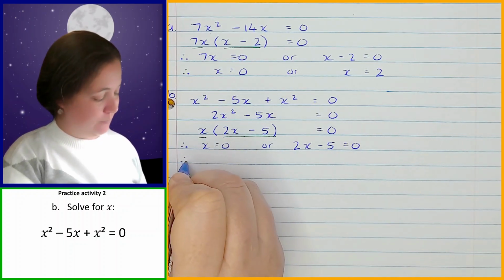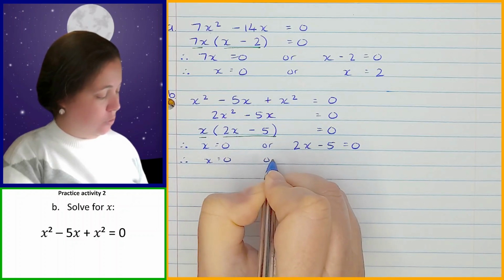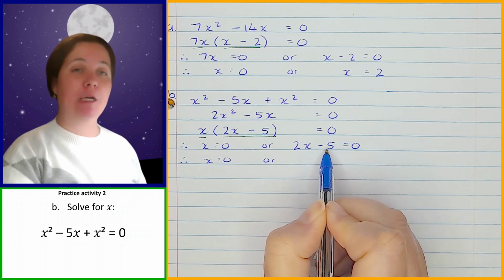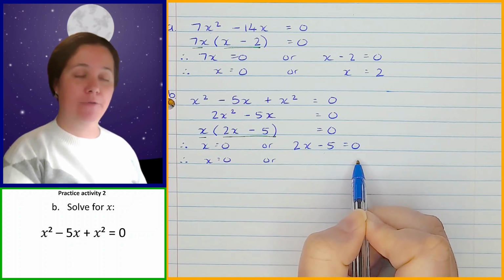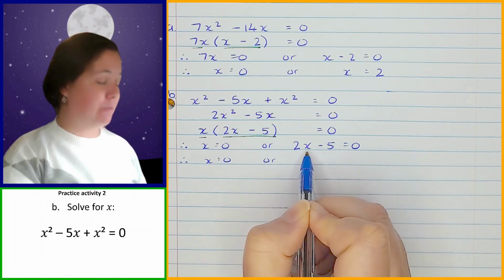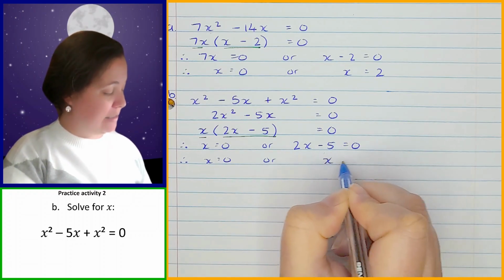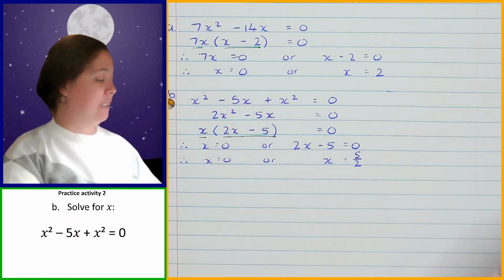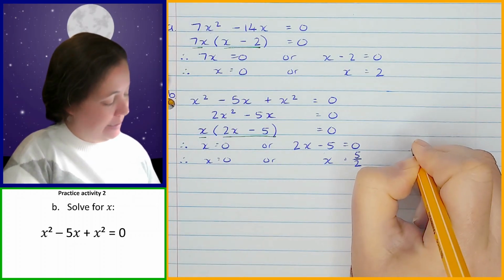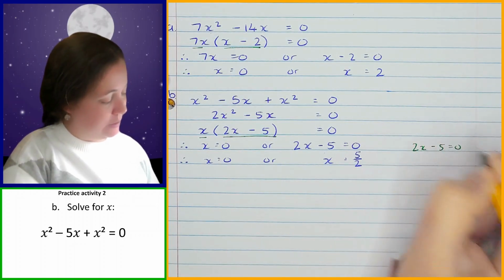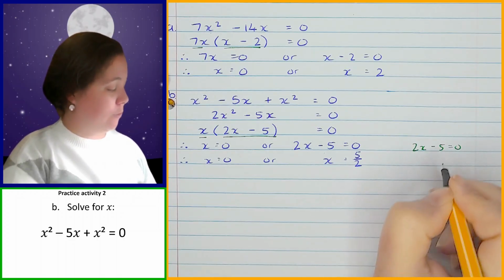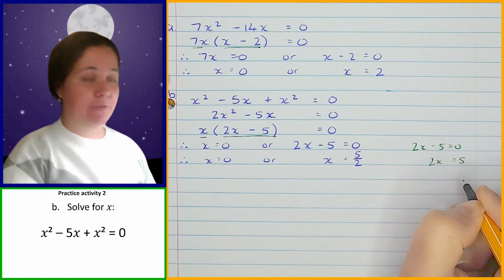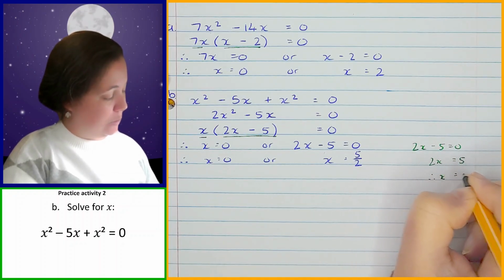So therefore, x is still equal to 0 over here, or in this one over here, if I want to get rid of the negative 5 on the left, then I'm going to add 5 on both sides. So I'm going to have positive 5 on the right, and then I'm going to divide by the 2. So I'm going to end up with x equals 5 divided by 2. So you can show the working out for this if you want to. You have 2x minus 5 equals 0. So I take the 5, get rid of it on the side by adding on both sides. So I have 2x equals 5, and then I divide by 2, and that gives me x equals 5 over 2.